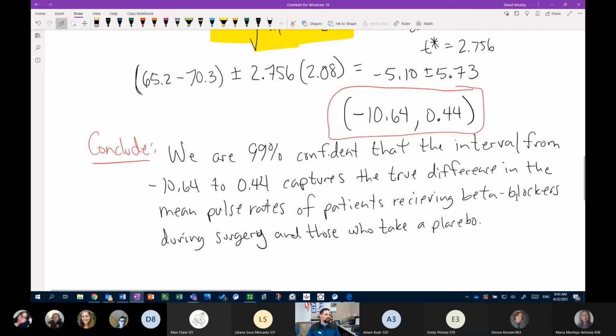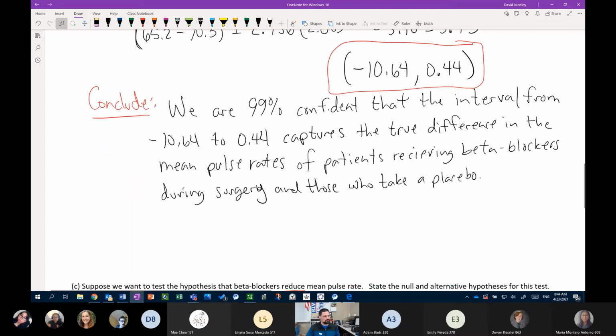And then that allows us to make our conclusion. We are 99% confident that the interval from negative 10.64 to 0.44 captures the true difference in the mean pulse rates of patients receiving beta blockers during surgery and those who take a placebo. And that's our conclusion about the confidence interval. Any questions?